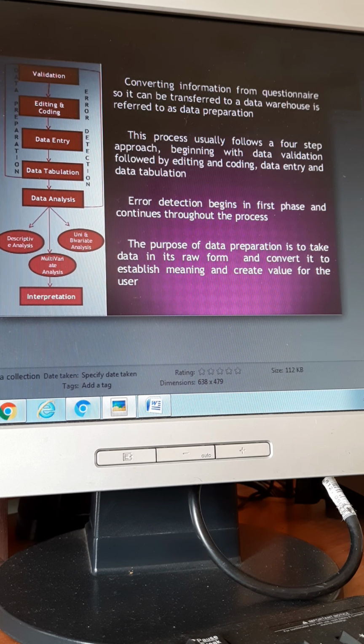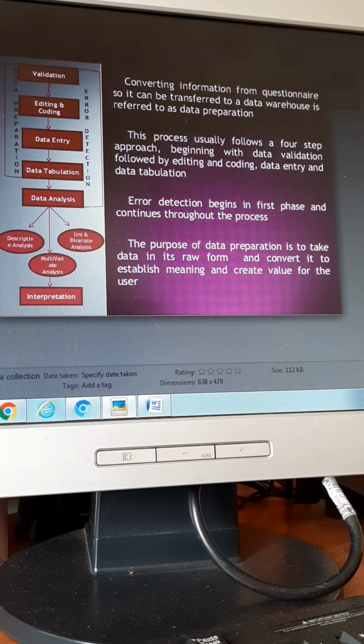The first is you validate it and then you edit it and code it. Data entry, data tabulation, data analysis. So these are the steps after doing your field work.